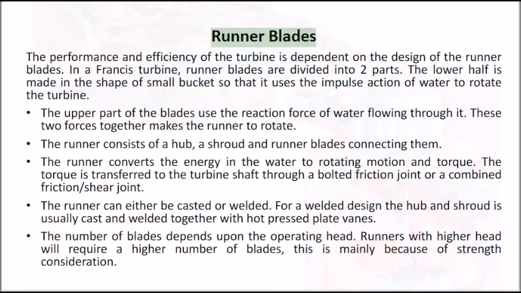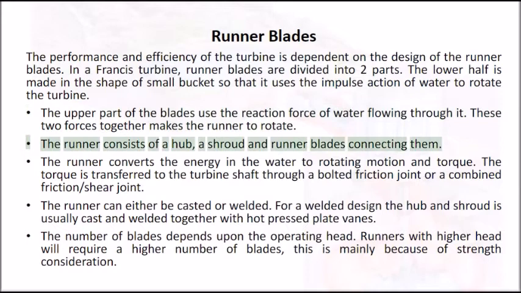Runner blades. The performance and efficiency of the turbine is dependent on the design of the runner blades. In a Francis turbine, runner blades are divided into two parts. The lower half is made in the shape of small buckets so that it uses the impulse action of water to rotate the turbine. The upper part of the blades uses the reaction force of water flowing through it. These two forces together make the runner rotate.